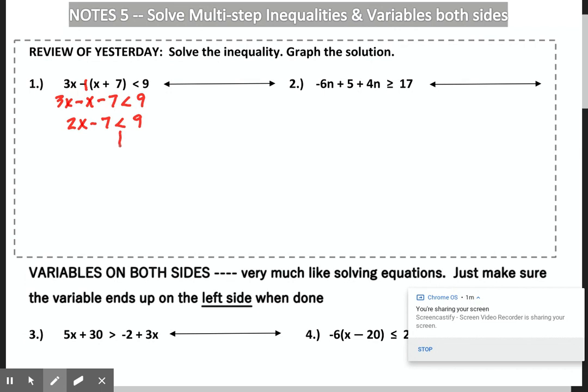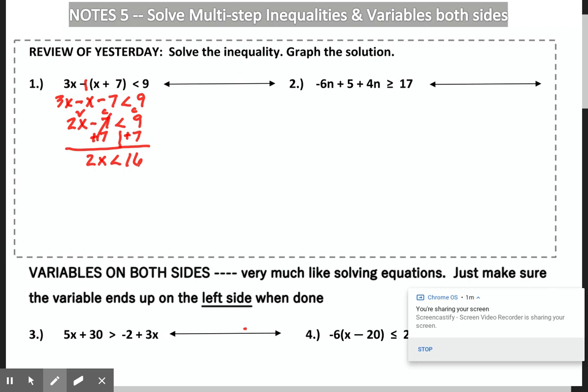Now we're here just with a basic two-step equation. We have a variable term, a constant, and another constant. So we need to get the constants on the same side. So we're going to move this 7 over. So the inverse of a -7 would be a +7. Whatever you do to one side, you must also do to the other. Bring down our 2x, bring down our inequality, and 9 plus 7 is 16.